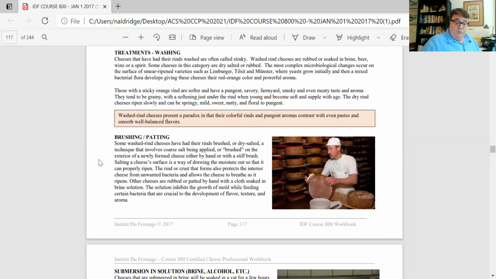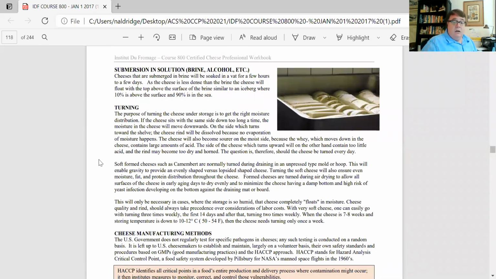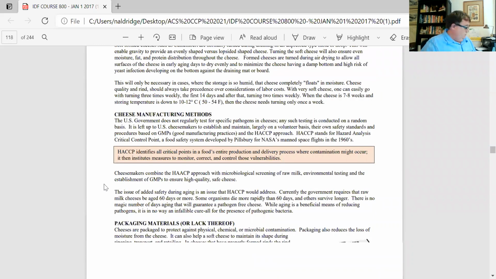All righty, now let's move on to page 118. Under turning on page 118, the purpose of turning the cheese under storage is to get the right moisture distribution. That's what you need to remember about turning. Now we're continuing on page 118, moving forward.